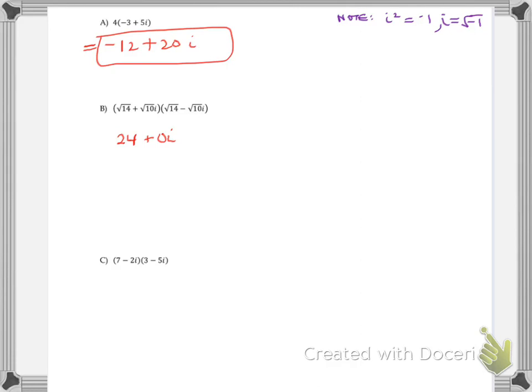All right, let's look at C. So C, we take each term. I know some of you like to call it FOIL. I don't like that word because it only works for certain problems. And when I teach you things, I want to teach you things that work no matter what. So all you need to do is remember to multiply each term in the first by each term in the second.